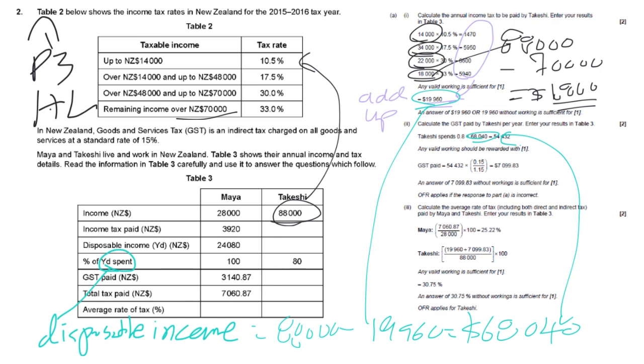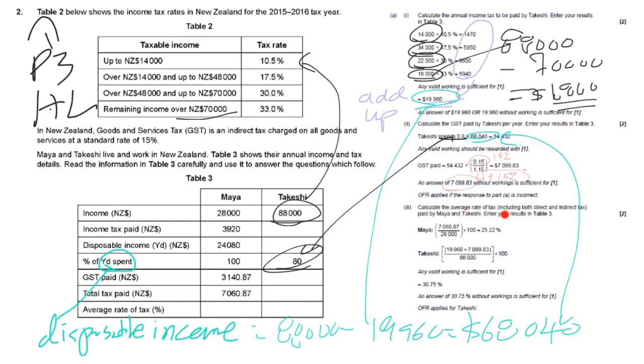Next, you can see that they only spend 80%. So we would do it like this. We'll have 54432. So 54432, and then we would do 15% sales tax. So this was 15% at the top, and in the denominator 1 plus 15%. Then you will have the answer 7099.83. We'll move on to number 3.